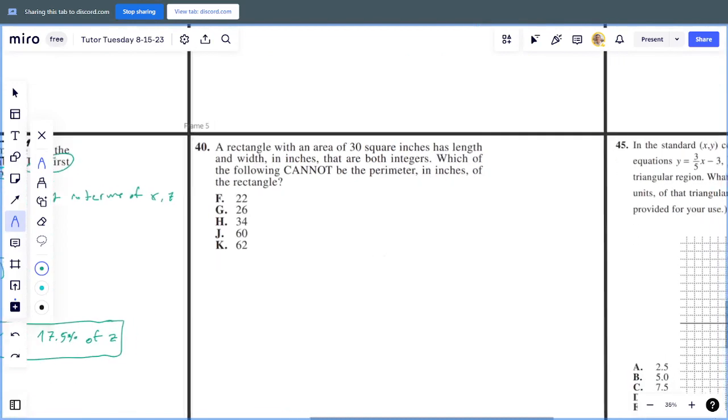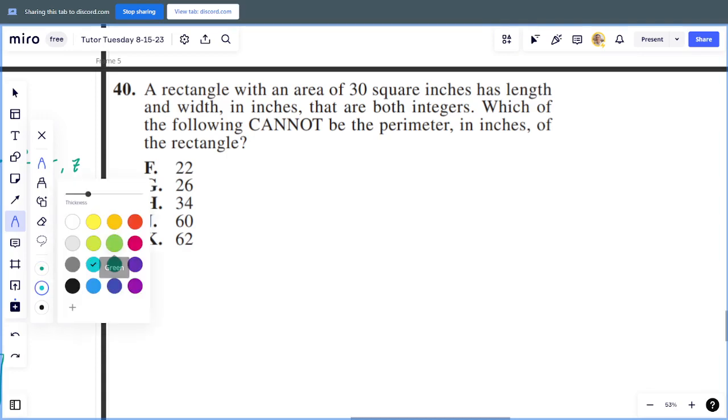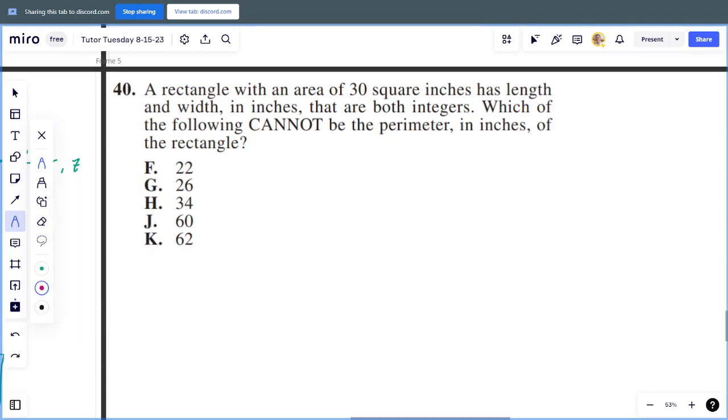Alright, this next one I think is pretty interesting. Another ACT problem. A rectangle with an area of 30 square inches has a length and width in inches that are both integers. Area is 30, length and width are integers. Which of the following cannot be the perimeter of the rectangle?